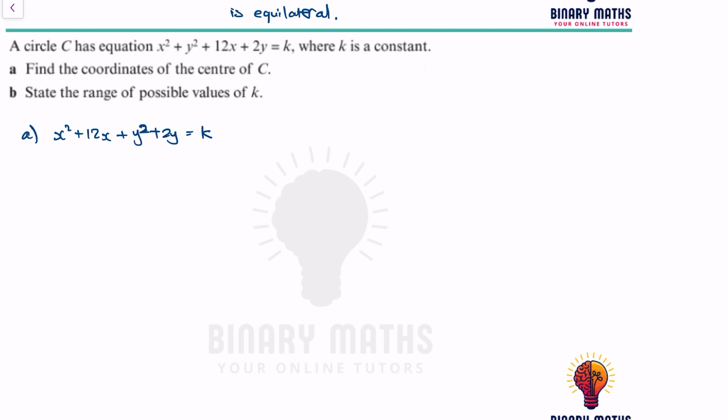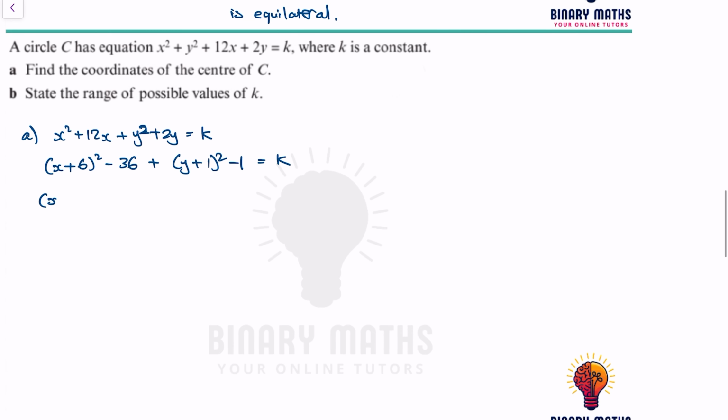Okay, complete the square for x. So I get (x plus half of 12, which is 6) squared, take away 6 squared, which is 36. Complete the square for y now. So half of 12, which is 6, take away 6 squared, which is 36, is equal to k. Okay, (x plus 6) squared plus (y plus 1) squared, take away 37 is equal to k.